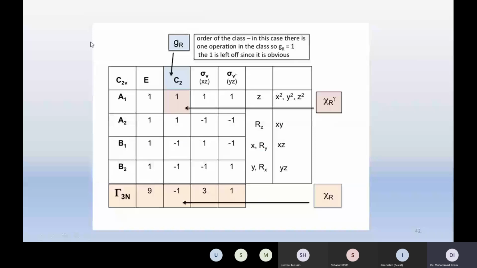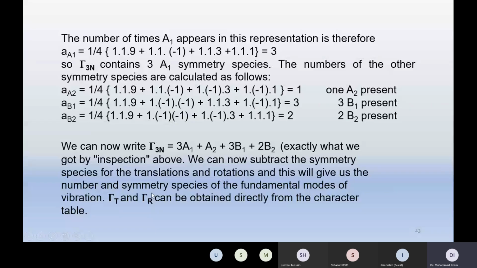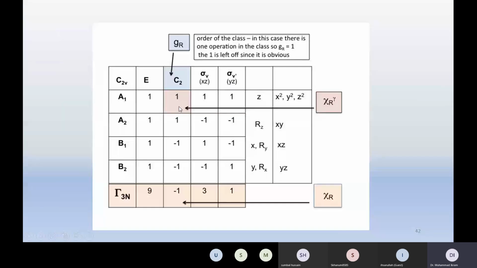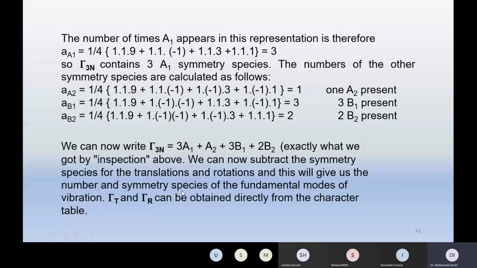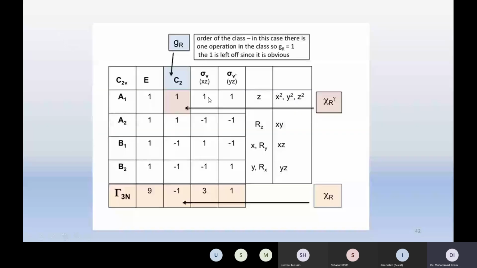for the reducible representation, 1 for the order of the class, and 9 for the irreducible representation, ठीक है। So 1 into 1 into 9 plus 1 into 1 into -1. So 1 is the order of the class, 1 is the character, and -1 is the reducible representation. So 1 into 1 into -1 plus 1 into 1 into 3. So 1 into 1 into 3. Then 1 into 1 into 1. So 1 into 1 into 1.